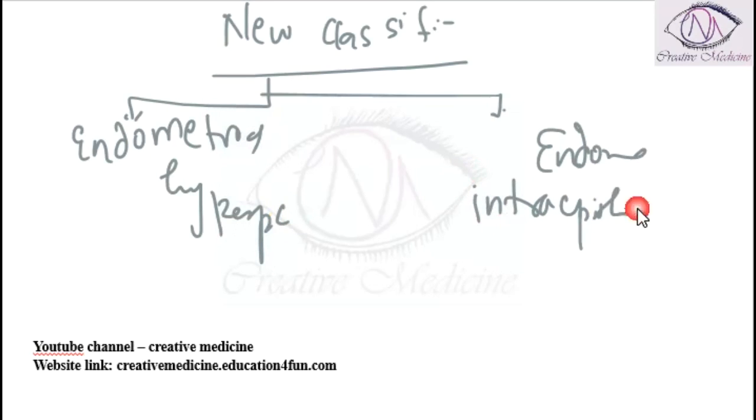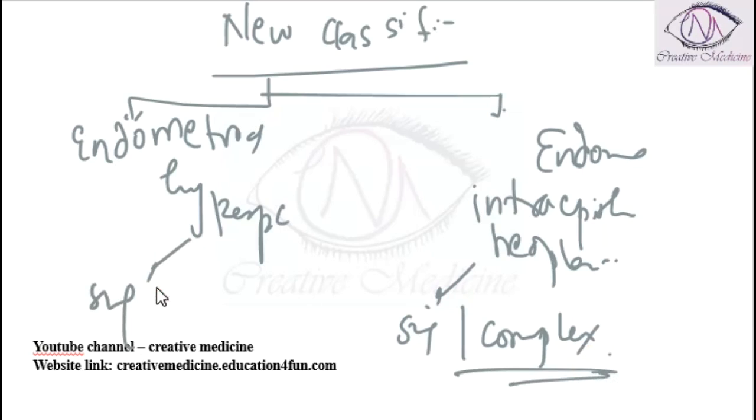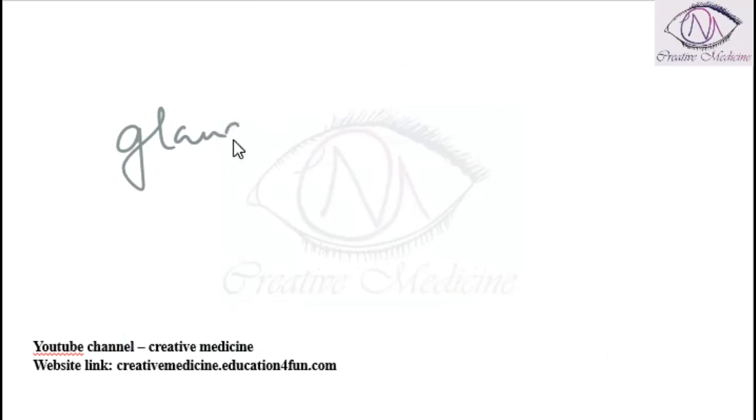Endometrial hyperplasia without atypia can be simple or complex hyperplasia. Endometrial intraepithelial neoplasia with atypical cells includes simple or complex hyperplasia. The simple or complex hyperplasia is a histopathological finding and it is based on glandular architecture.